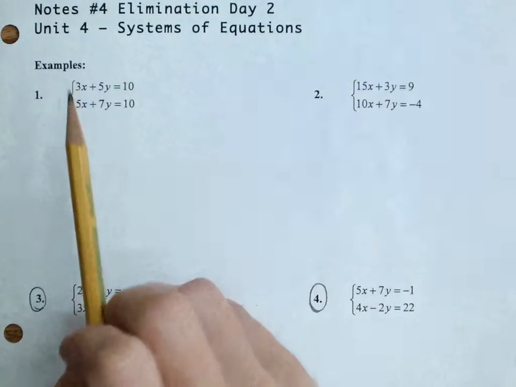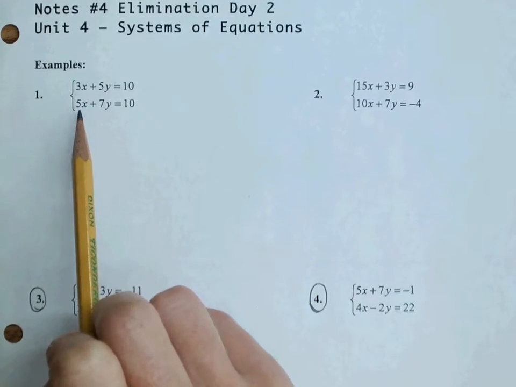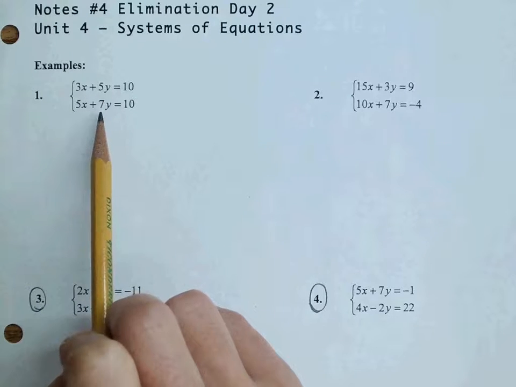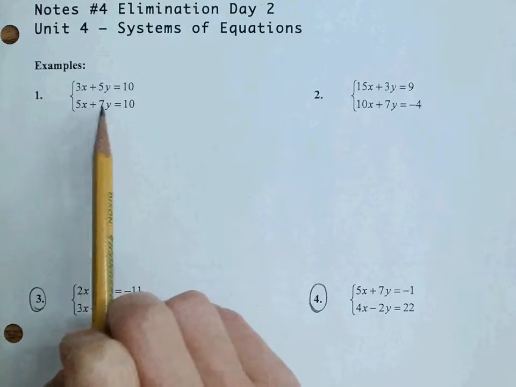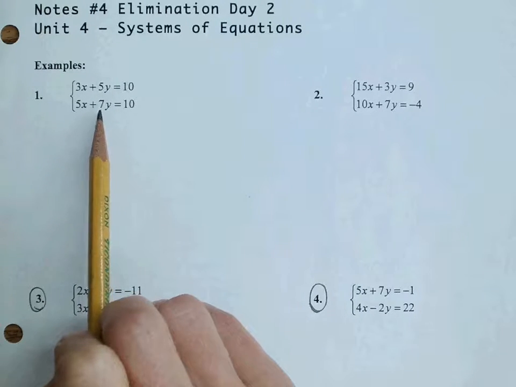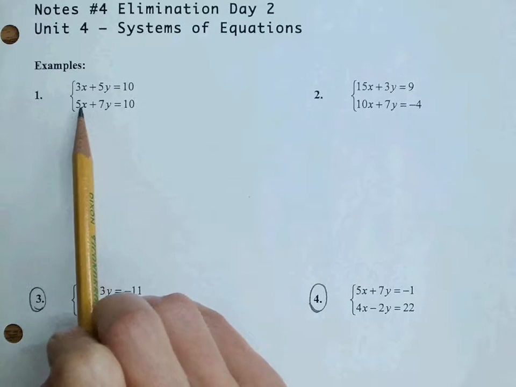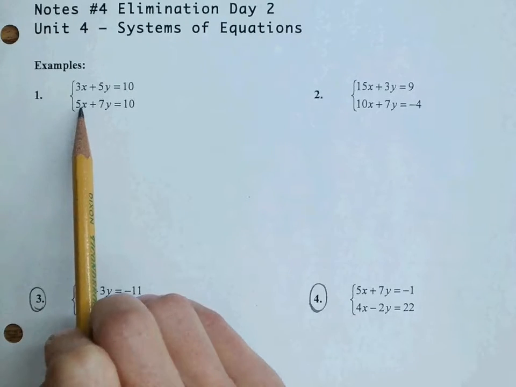If we take a look at 3x and 5x, they're not quite close to being opposites. 5y and 7y, again, not quite close to being opposites. So you really just have to pick one of your numbers, 3 and 5 or 5 and 7, and find the least common multiple. I'm going to work with 3 and 5, and the least common multiple is 15, a number that they both go into.